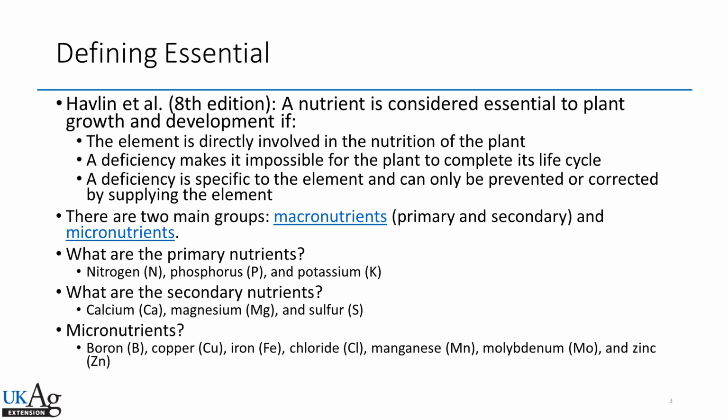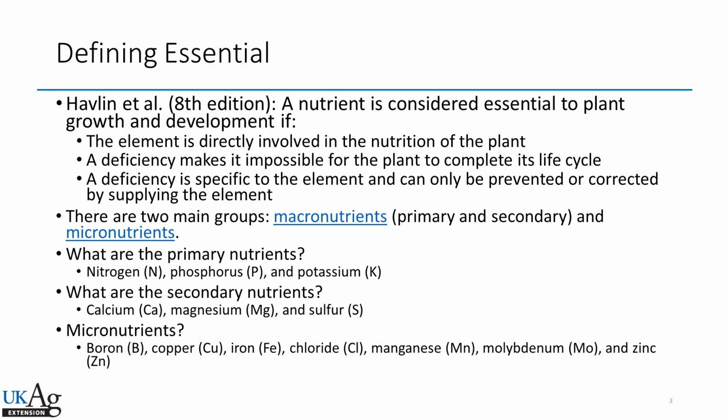There are two main groups of essential elements: the macronutrients, split into primary and secondary, and the micronutrients. And the macronutrients are required in the largest amount by the plants, and we typically just worry about the primary macronutrients when it comes to adding fertilizer. That's nitrogen, phosphorus, and potassium, because the soils typically can't supply enough of that nutrient to meet the crop's needs.